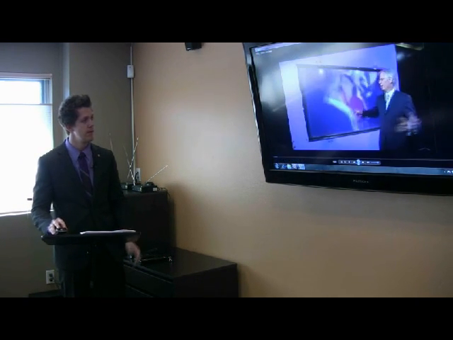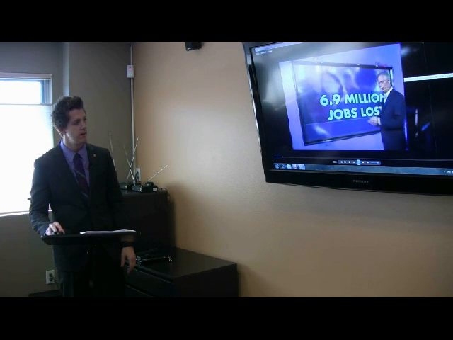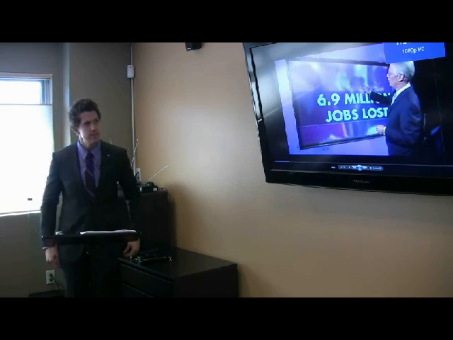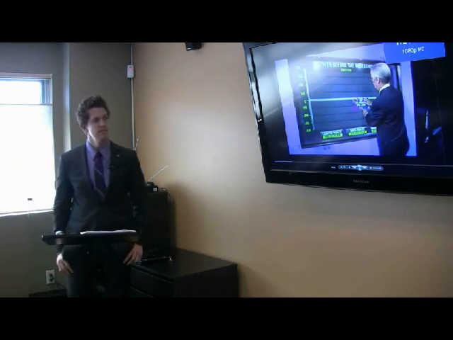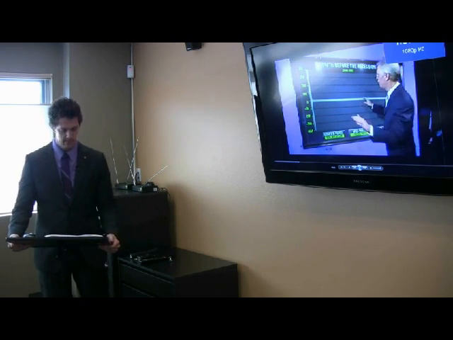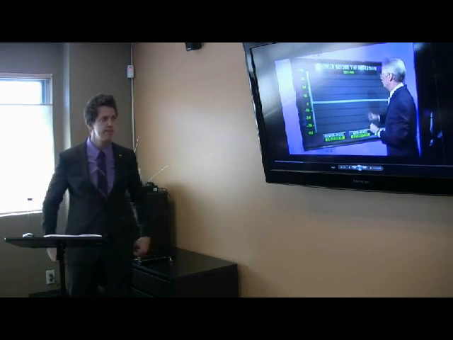We've talked an awful lot about all of the jobs lost during this recession. Almost 7 million lost in the recession proper. The question is, are all these jobs the same? And the truth is, they are not. Let's look at what was going on before the recession, from 2001 to 2008.